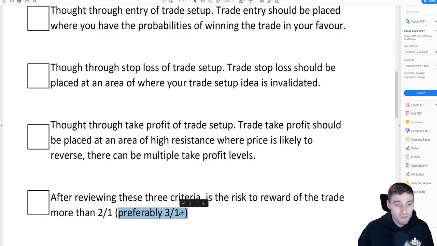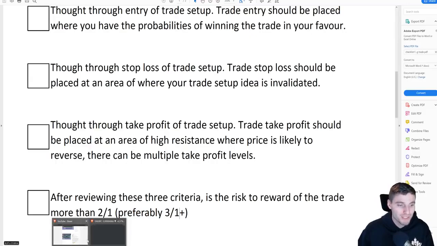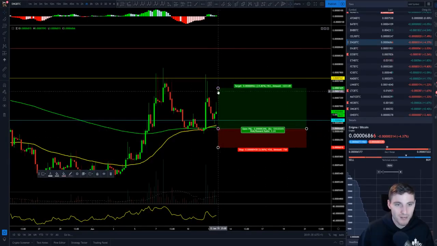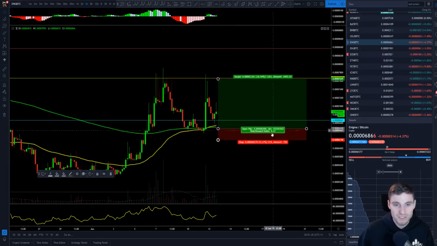What I've put here is preferably 3 to 1, because newer traders really want to be taking at least 3 to 1 trades, where maybe then you could be looking at a lower level to get at least a 3 to 1. Newer traders I generally would recommend do at least 3 to 1. More advanced traders can aim for those 2 to 1.